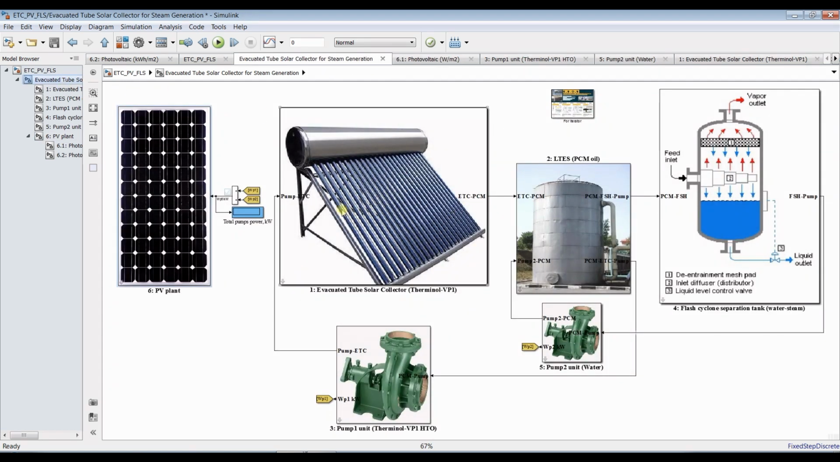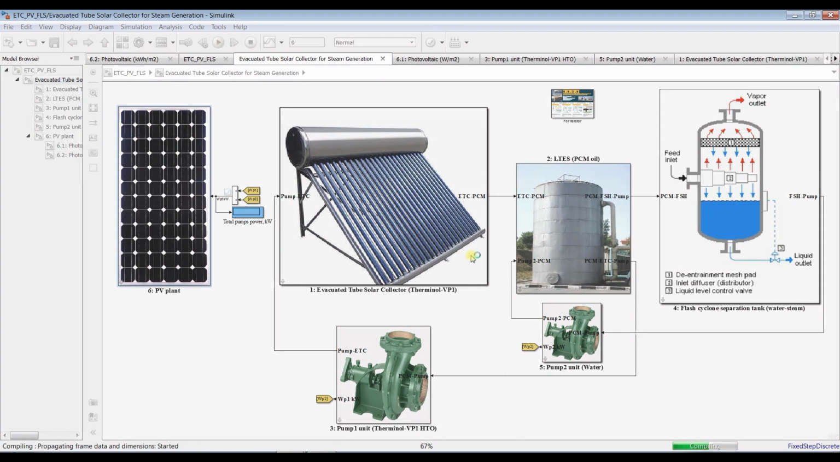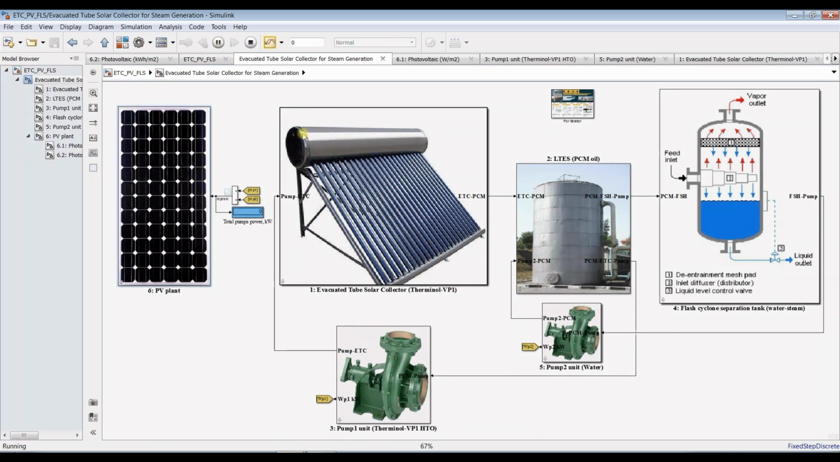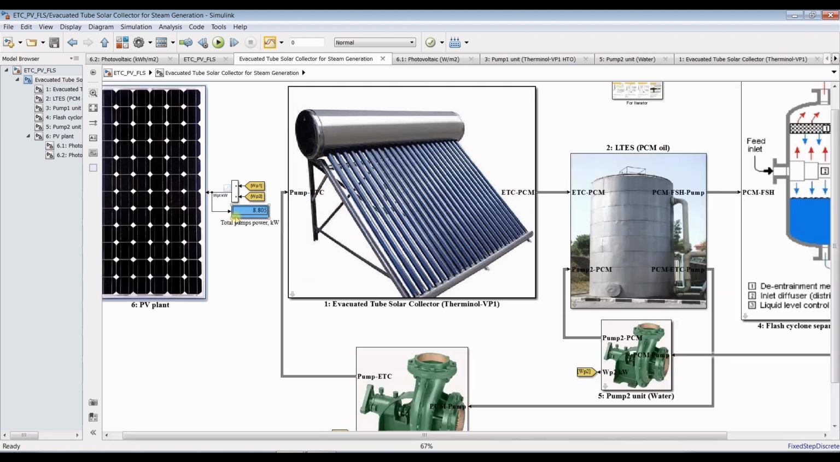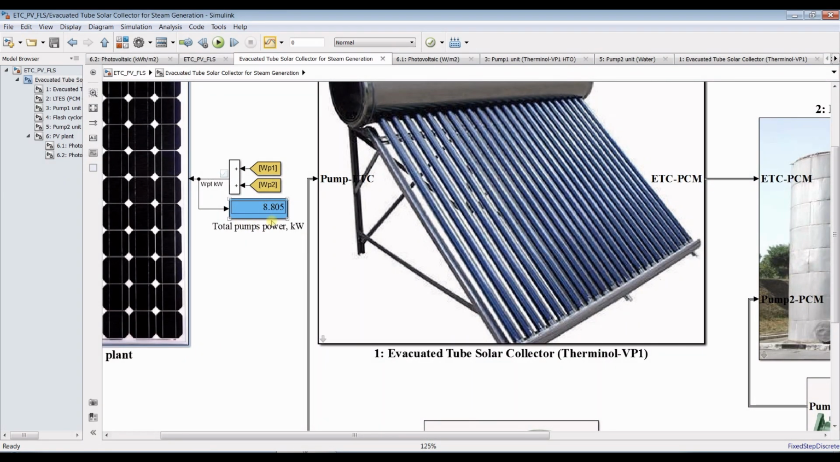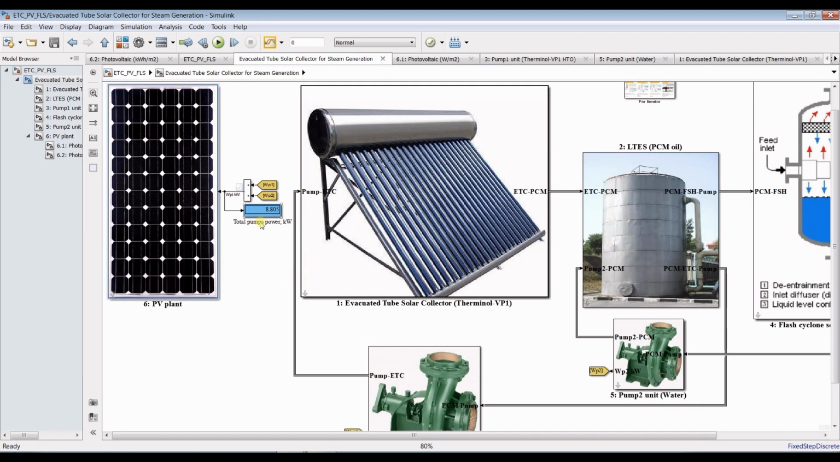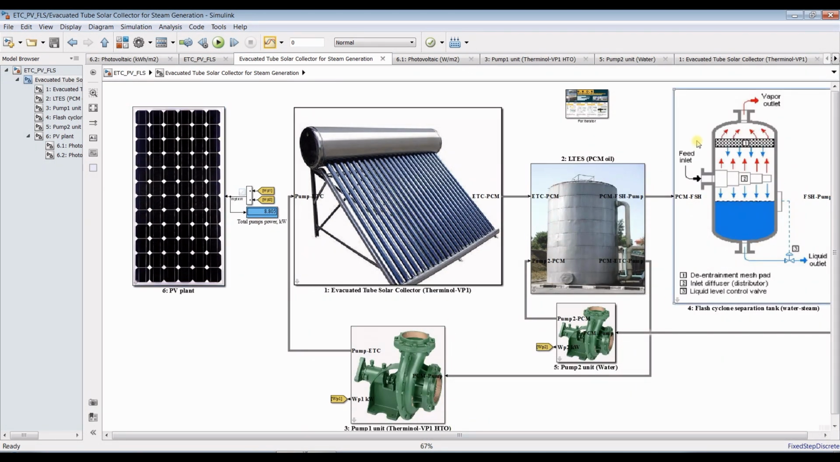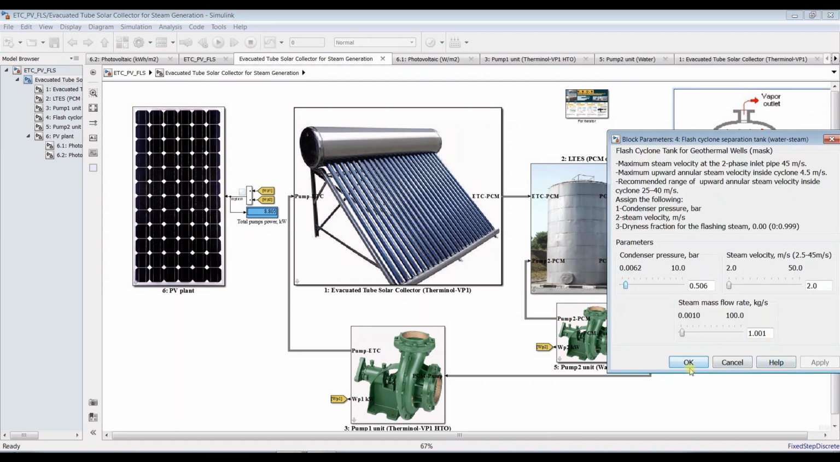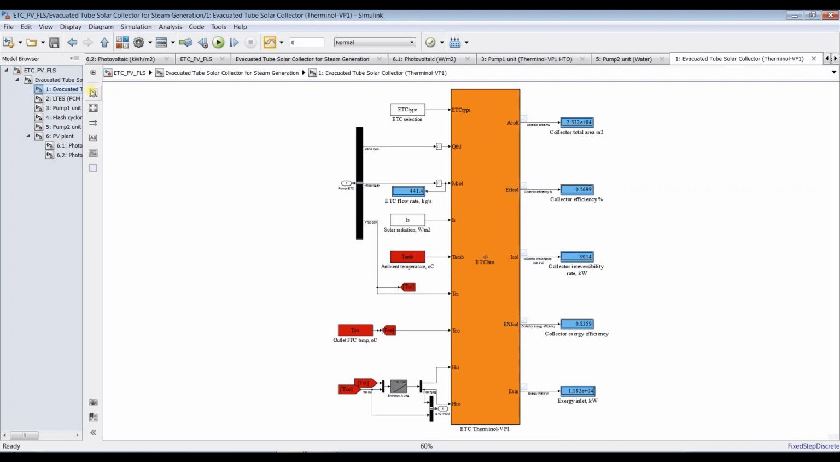Now we have to save our model and make our run. We have to wait for a while. As you can see, under the specifications we have entered to our model, we have to consume around 8 kilowatt for pumping power in order to generate 1 kilogram per second of steam. Let's go inside and see for 1 kilogram per second.